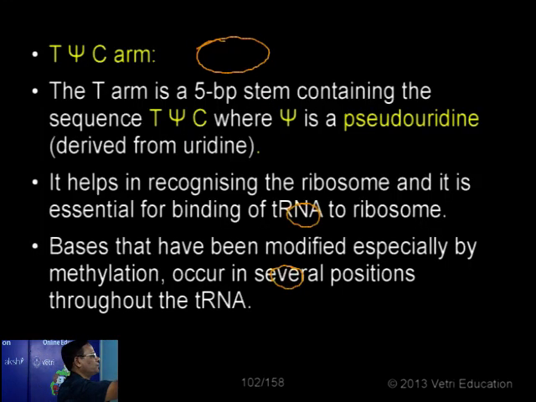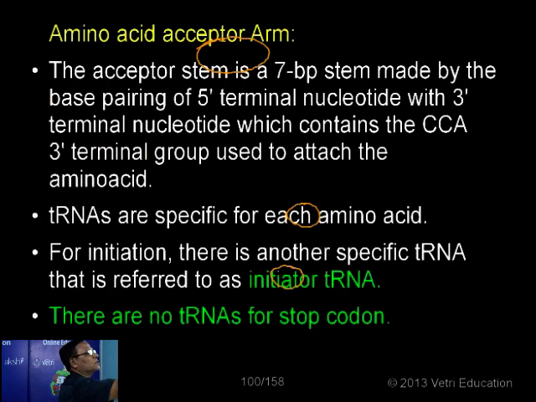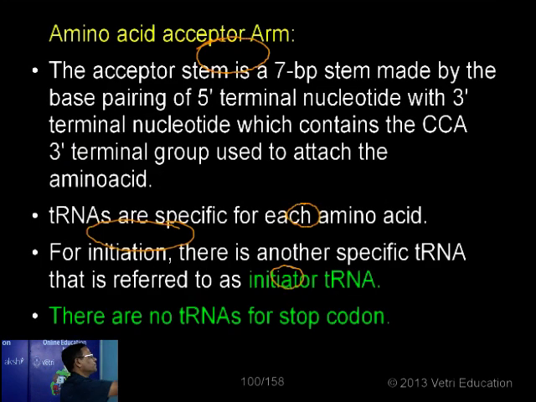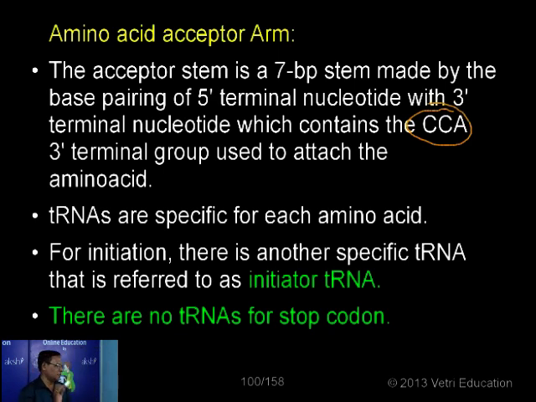Now go back to the different types of bases that I mentioned with the diagram. And you go down now. 3 unpaired bases constitute what is called the anticodon, which will form a pair with the codon of mRNA. Then only the translation process will take place, after complementarity between the codon and anticodon. Then the amino acid acceptor arm, I mentioned, is formed of 7 base pairs and also 1 terminus, the 3 prime terminus, which contains what is called the CCA group. To this group only the amino acid is attached.